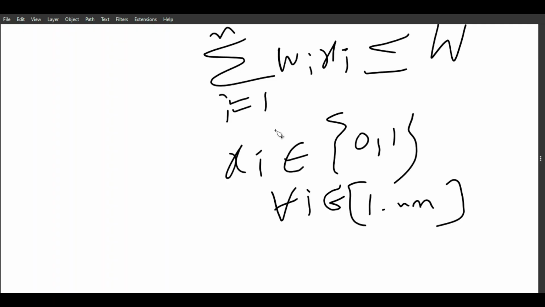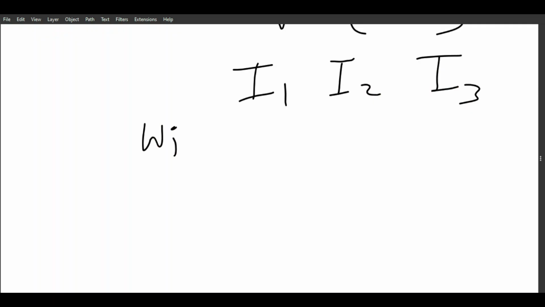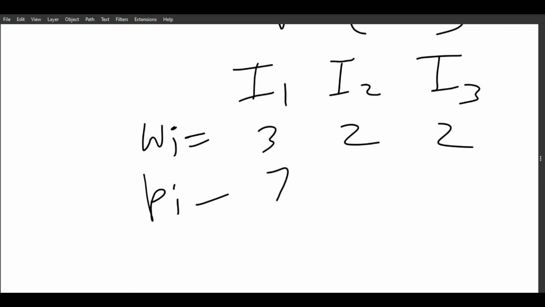Now a very simple example we'll take and show that the greedy algorithm fails to find the optimal solution, so that we can try dynamic programming. A very simple example with 3 items, I1, I2, I3, having weights 3, 2, 2 and profits 7, 4, 4, and knapsack capacity capital W is 4.